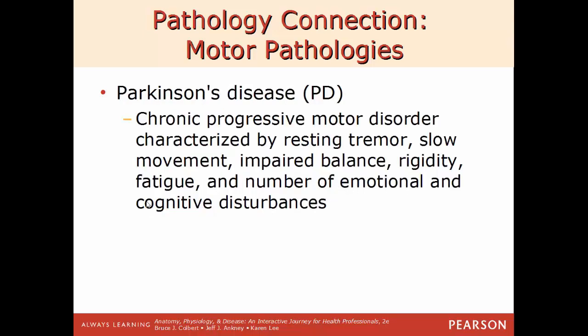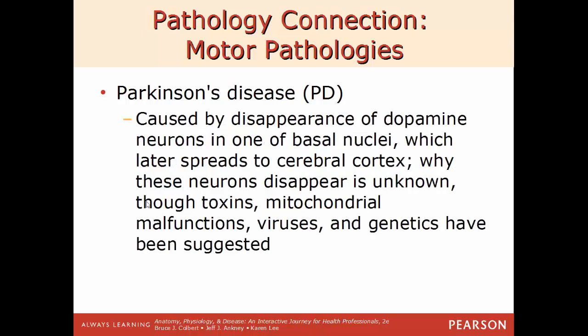Next one, PD, or Parkinson's disease, is a chronic progressive motor disorder characterized by a resting tremor, slow movements, impaired balance, rigidity, fatigue, emotional and cognitive disturbances. This is caused by a disappearance of dopamine neurons in one of the basal nuclei, which will later spread to the cerebral cortex. Now, the reason why these neurons disappear is not known, but some reasons that have been suggested are toxins, viruses, mitochondrial malfunctions, and genetics are possible causes.